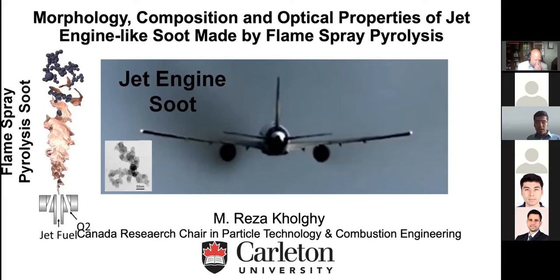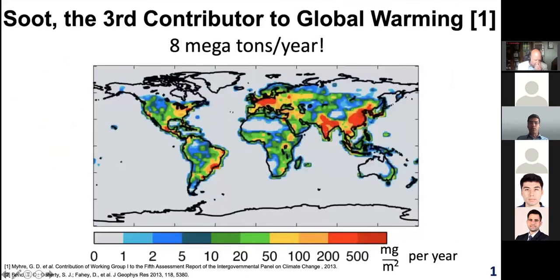So today I want to present to you our work about using a flame spray pyrolysis reactor as a tool to make surrogate soot representing those emitted from jet engines. And just to give you a small sense of how much soot is emitted every year: every year, about 8 megatons of soot particles are emitted into the atmosphere.